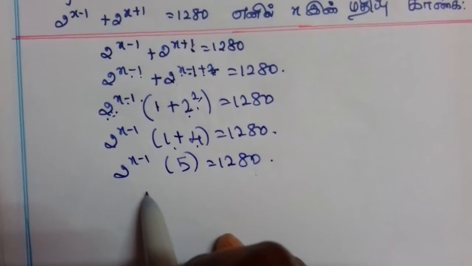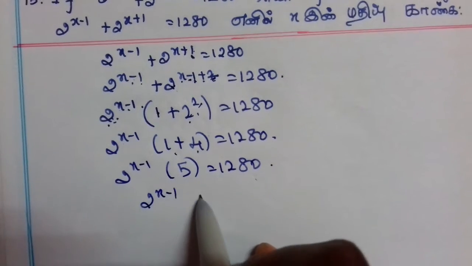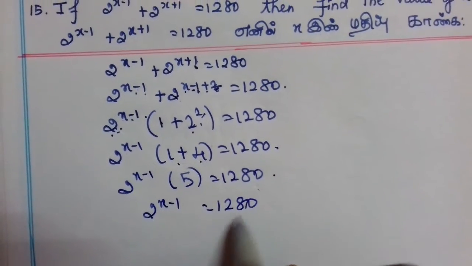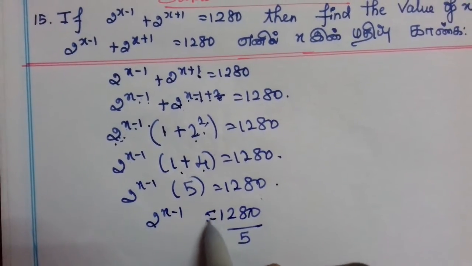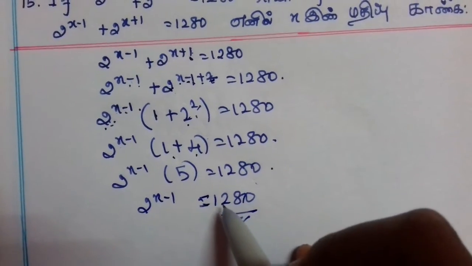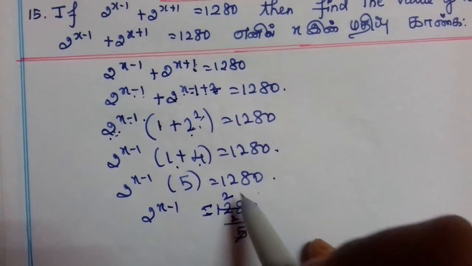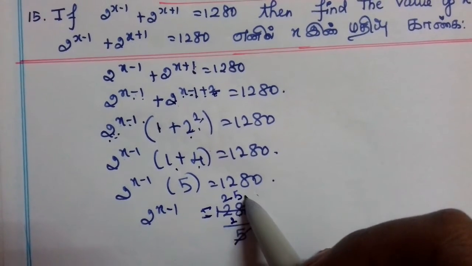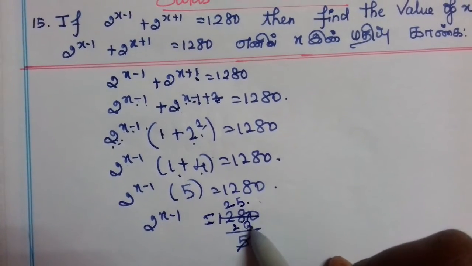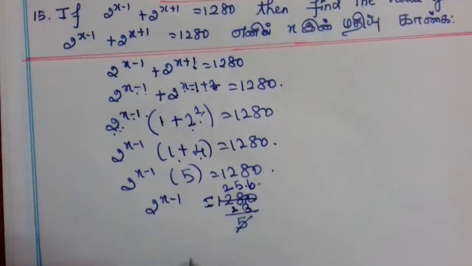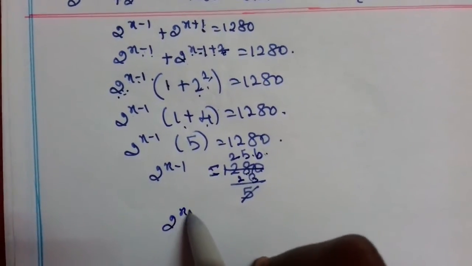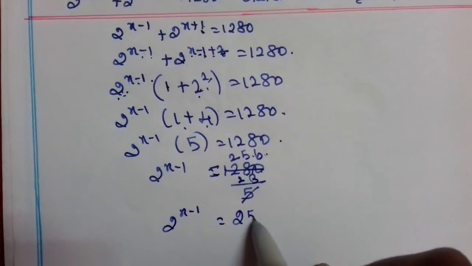2 power x minus 1 equal to 1280 divided by 5. You can cancel: 1 times 5 is 5, 2 5s are 10, remainder 2, 28; 5 5s are 25, remainder 3; again 30, 6 5s are 30. So 2 power x minus 1 is equal to 256.